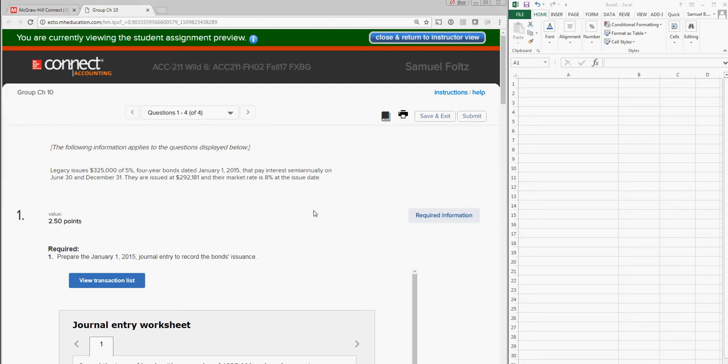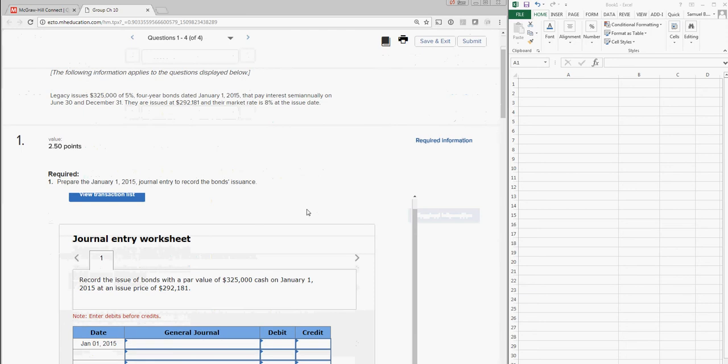So first, let's look down here at the journal entry. We're going to record the issuance of the bonds with this par value of $325,000 cash on January 1, 2015. First of all, we have to consider what the company gets. That's us. And of course, we're going to be getting cash. That's why we're issuing these bonds. And if we issue them for $292,181, then that is exactly what we'll be getting.